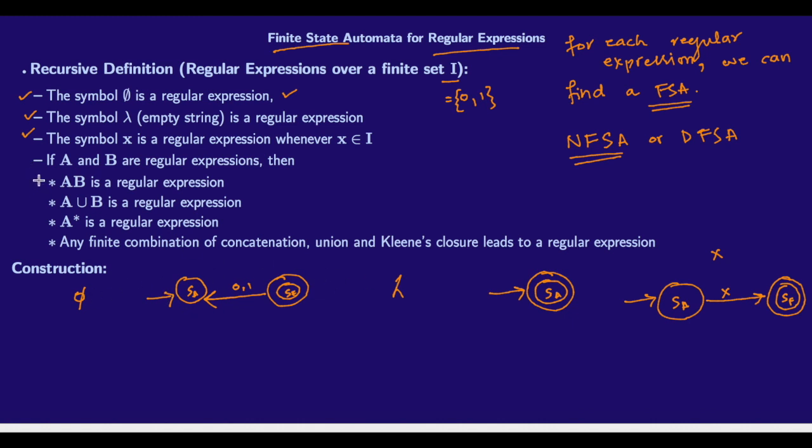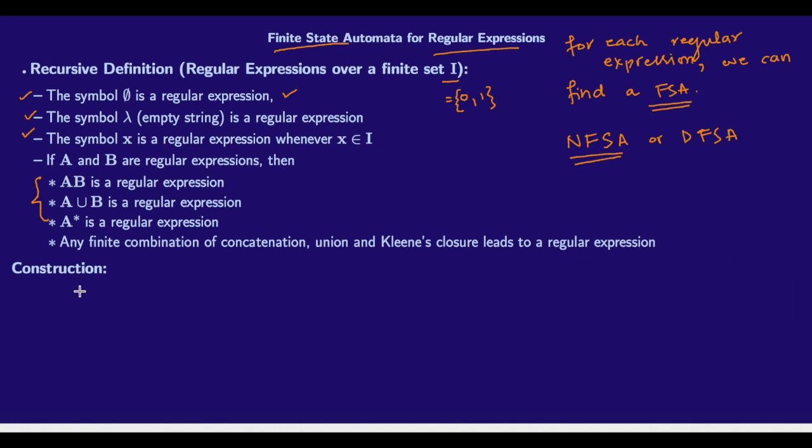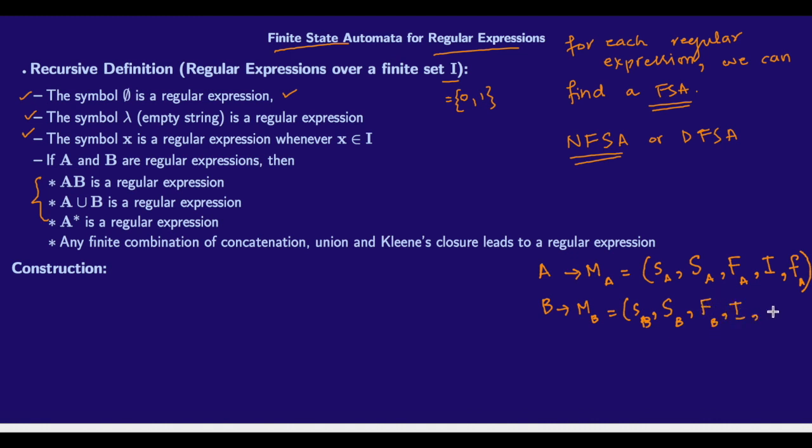Now, we need to assume that A and B are regular expressions. This means that we have a finite state automaton available for regular expression A and for regular expression B. So we assume that A is represented by a machine A, which has a starting state of A, set of states of A, final states of A, the input alphabet, which we've assumed to be universal for all the machines we use, and the transition mapping for A. Similarly, for B we have the starting state of B, the set of states for B, the final states of B, the same input alphabet, and a transition mapping of B.